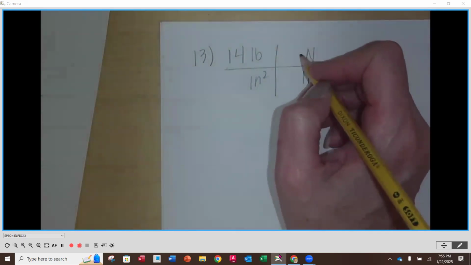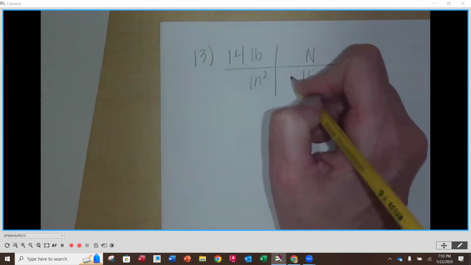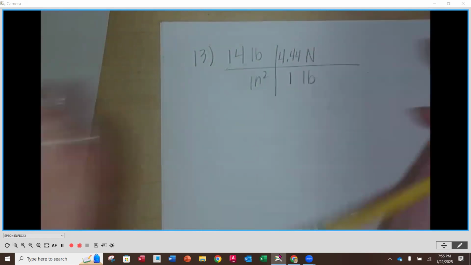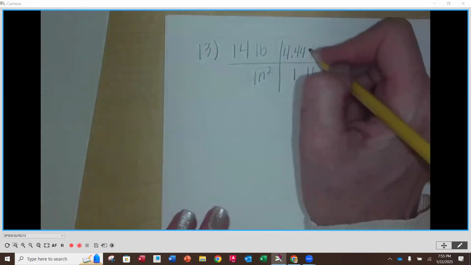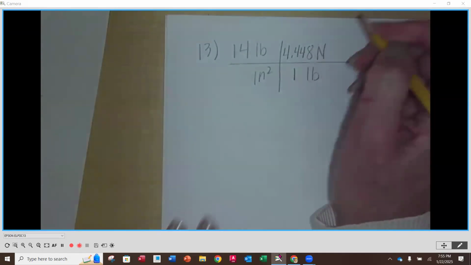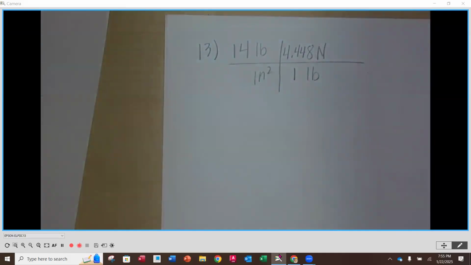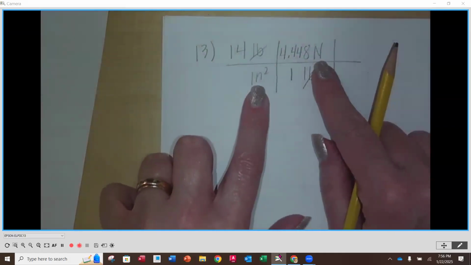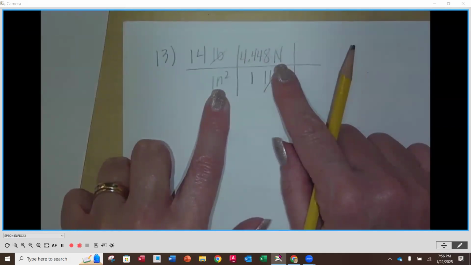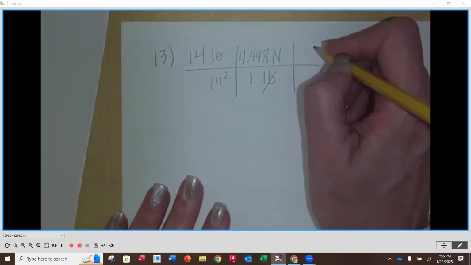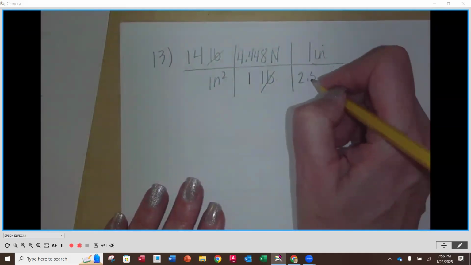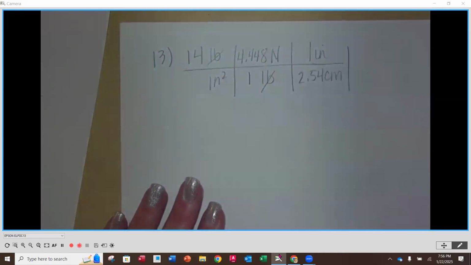4.44822 newtons in one pound. Okay, so 1 pound, and just tell me that number again, 4.44822. You can round however. Up to 4.448 newtons in 1 pound. Okay, so that takes care of my pounds. I'm in newtons per inch squared right now, and I want to get to centimeters squared. So on the top, I'm going to put inch, and I know that there's 2.54 centimeters in an inch.